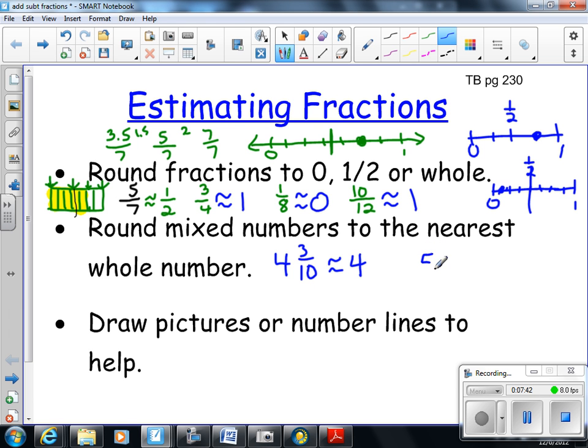For instance, if I had 5 and 3/6, well, what's half of 6? 3, so it's right at a half, so I need to go ahead and take it up. It's closer to 6. Any questions on the mixed numbers? I think they're a little easier. All right, and then we learn to draw pictures or number lines in order to help us out.